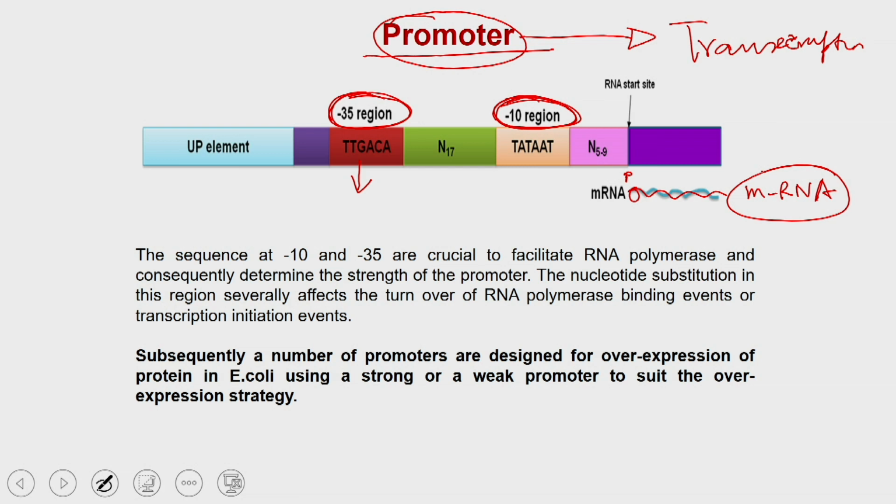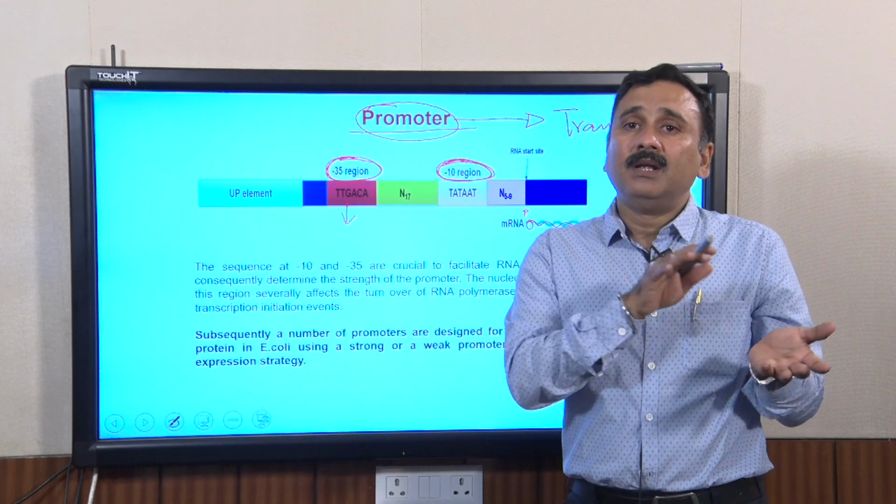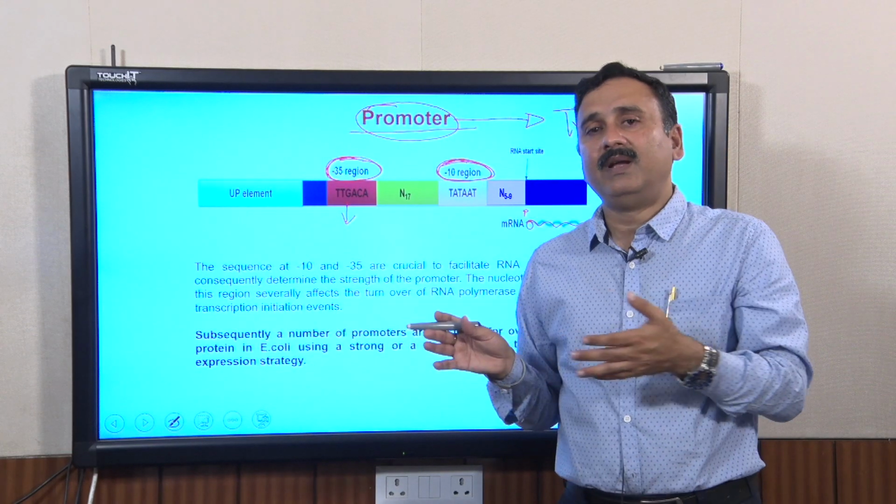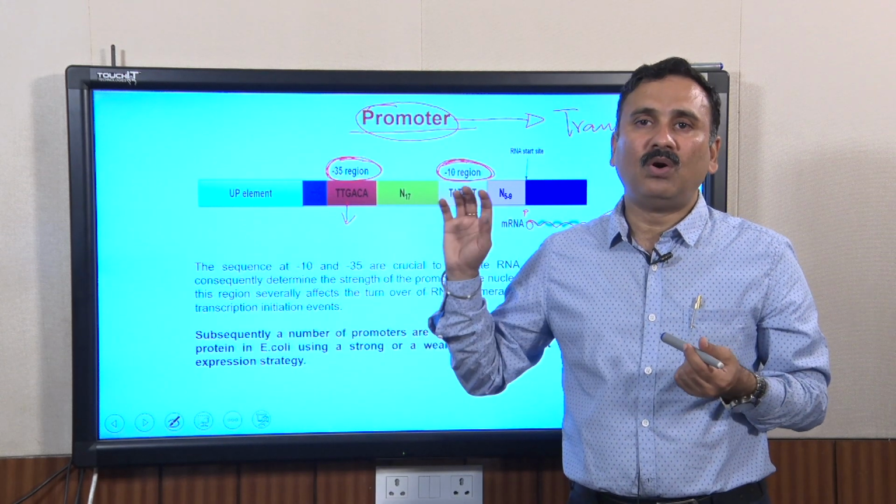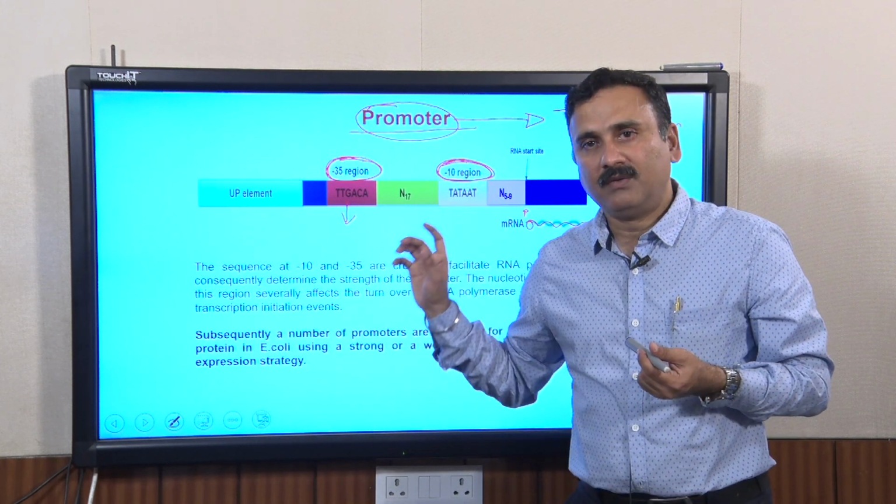The first category is the strong promoter, where the -35 region as well as the -10 region facilitates the rapid docking of the RNA polymerase. Since it allows rapid docking, it increases the messenger RNA level within the cell. The other category is the weak promoters.